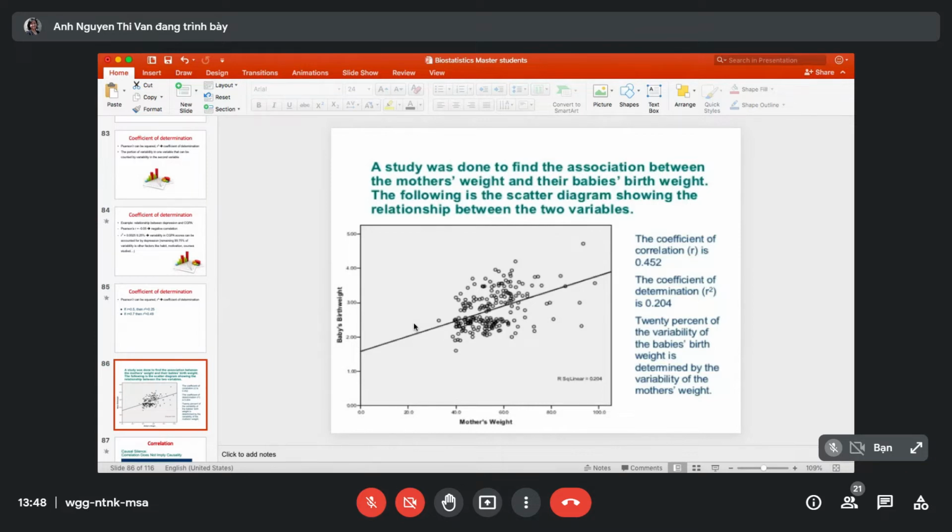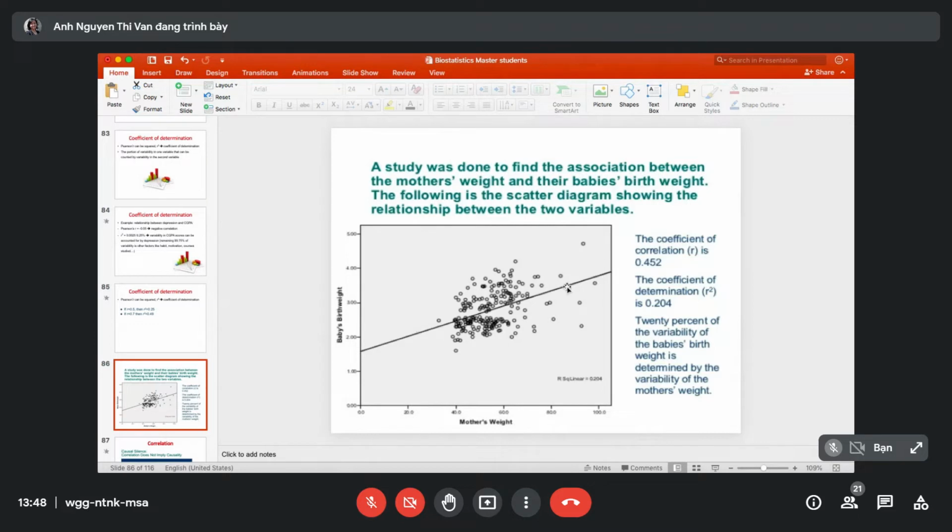Okay. So the correlation coefficient R is 0.452. From this value you can say that the correlation is a positive correlation. So when the mother weight is increased, the baby's birth weight can be increased. But this correlation is not very strong. You can say it's a bit weak correlation.